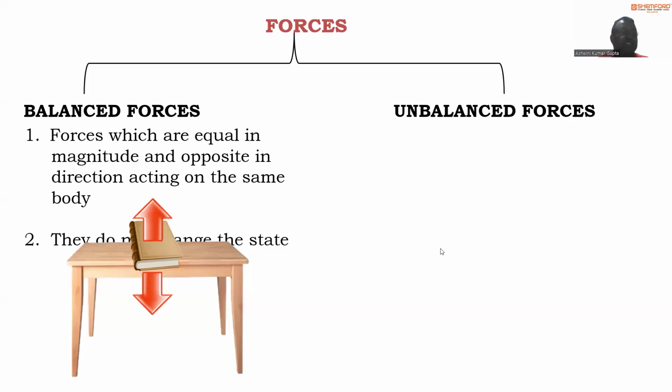Because these forces are equal and opposite in nature, equal in magnitude, right? If 10 Newton is the weight of the book, then 10 Newton is the reaction that we are getting on the book from the table. So they are nullifying their effect. That's why the book is stationary. Is it clear to everyone?